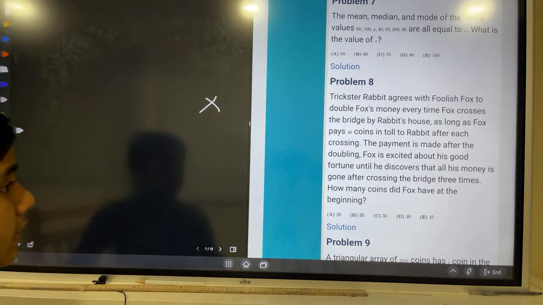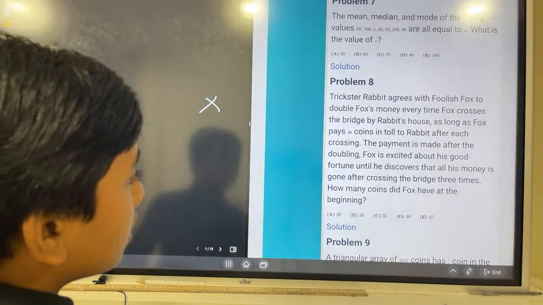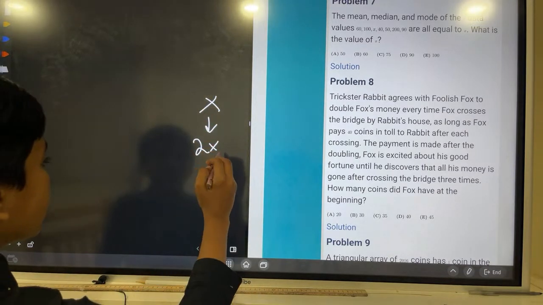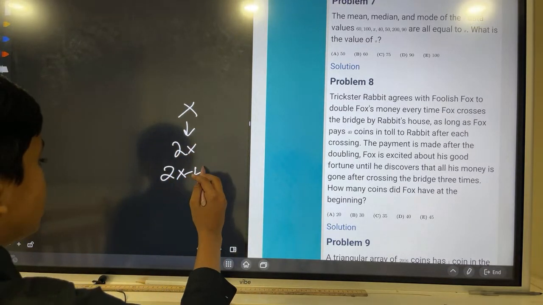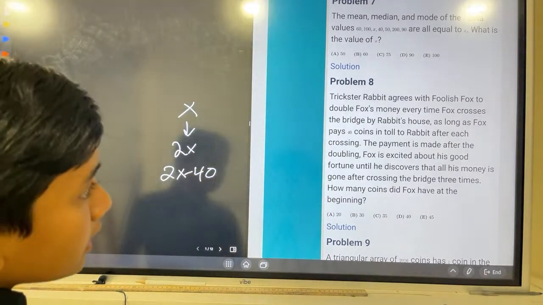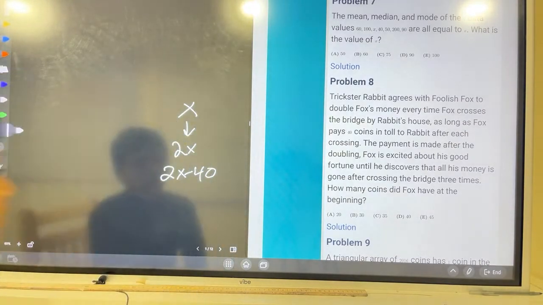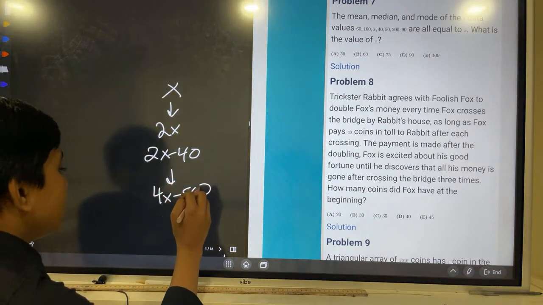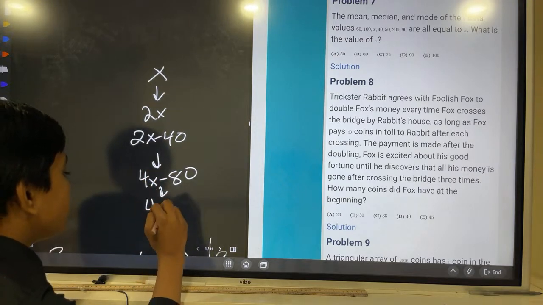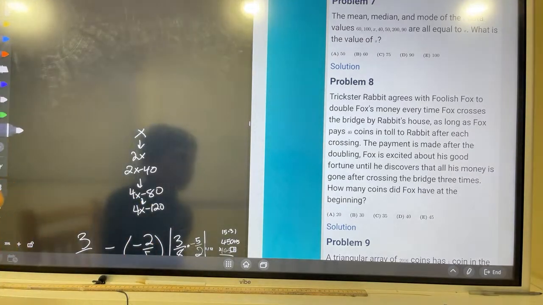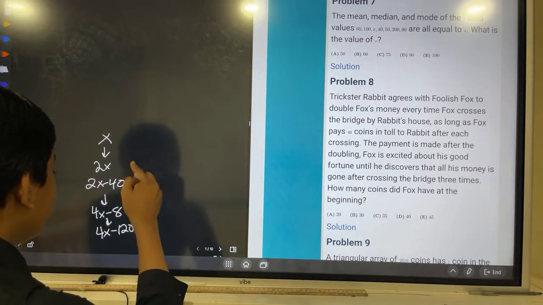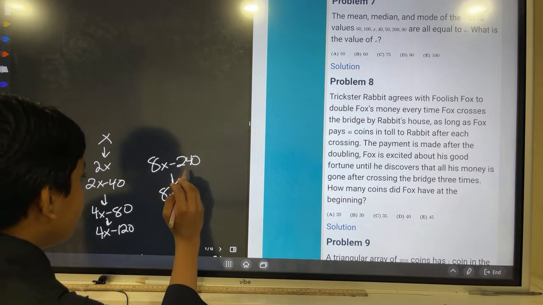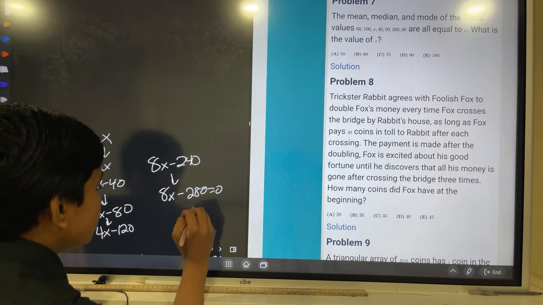So x coins at the beginning, then Trickster Rabbit agrees with him to make it 2x, and then he has to pay, so 2x minus 40. So the next day, he comes around with 2x minus 40 coins. He doubles it for 4x minus 80, then pays the fee again to get 4x minus 120. And then, finally, he doubles it again to get 8x minus 240 and pays the fee. But oops, this is equal to 0.